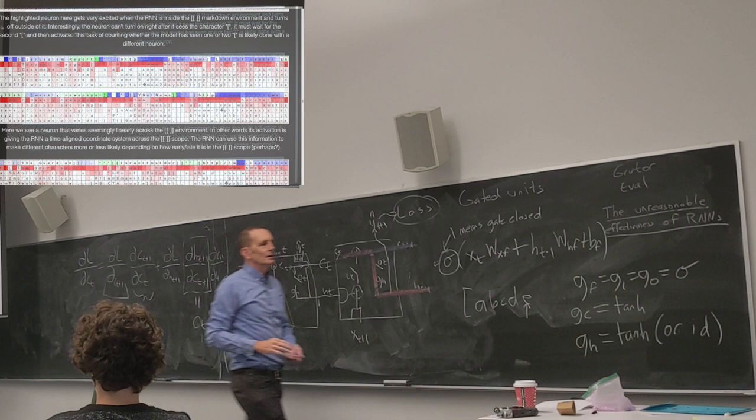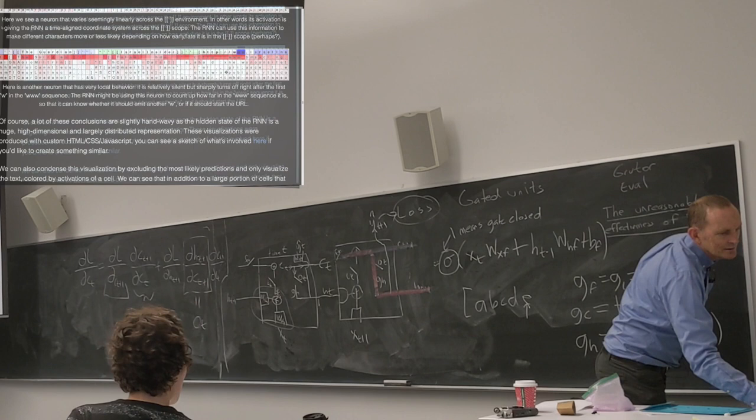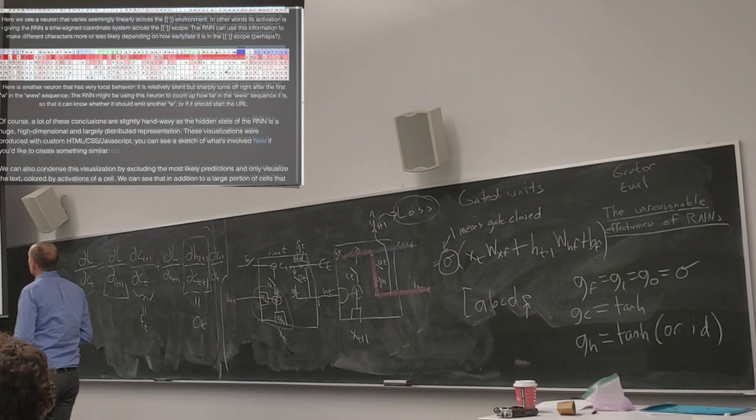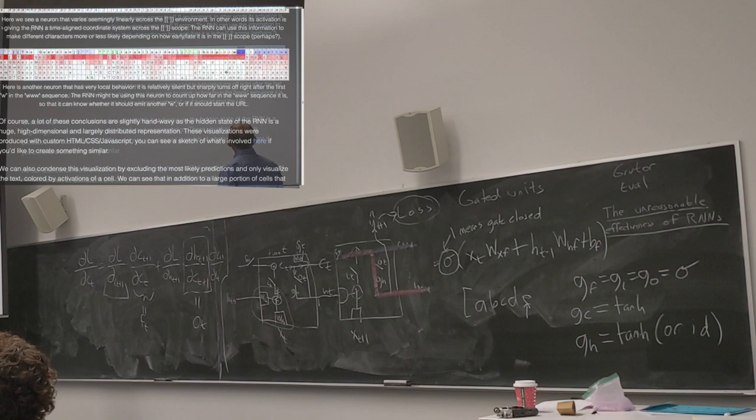Okay. Here, it shuts up a lot right after the second W in www. So maybe it's kind of counting how many W's. And this is one that says, I go off completely when I've seen the second W. So some other part of the network can use that.